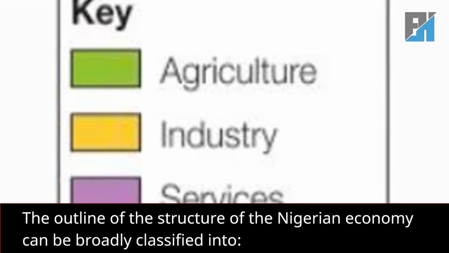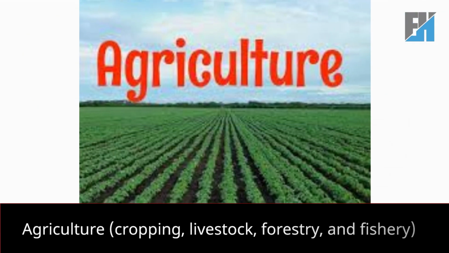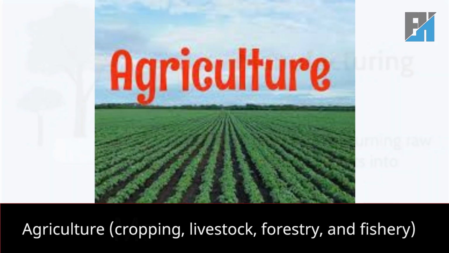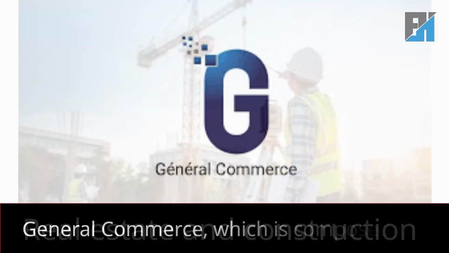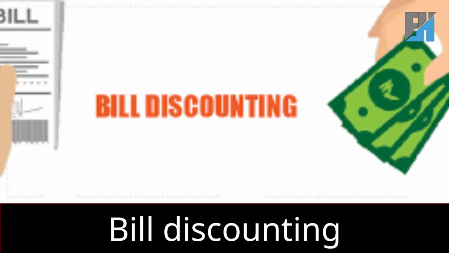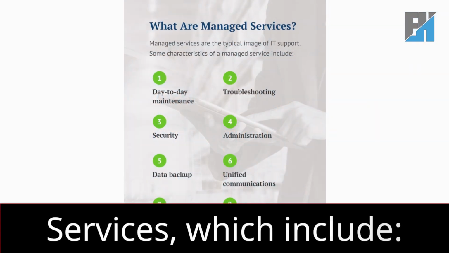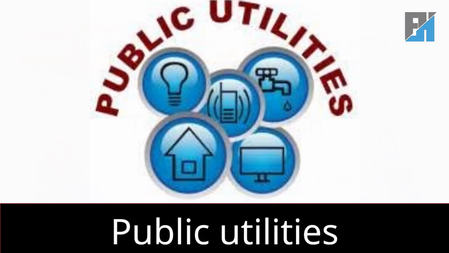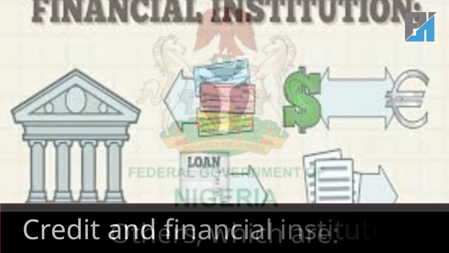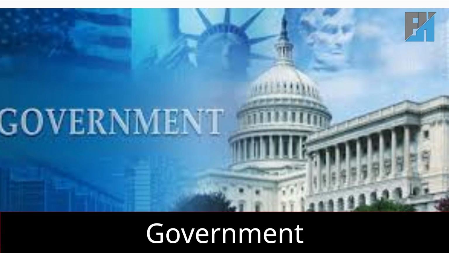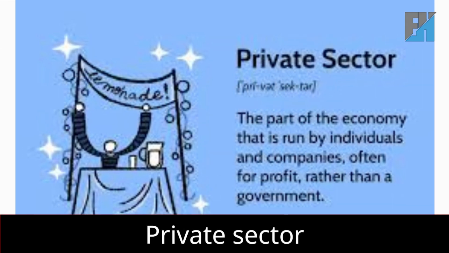The outline of the structure of the Nigerian economy can be broadly classified into production, which is made up of agriculture, cropping, livestock, forestry, and fishery; manufacturing, mining and quarrying; real estate and construction; general commerce, which is composed of bill discounting; domestic trade; external trade, import and export; services, which include public utilities, transport, communication, etc. Others, which are credit and financial institutions; government; miscellaneous, which are personal and professional services; private sector.